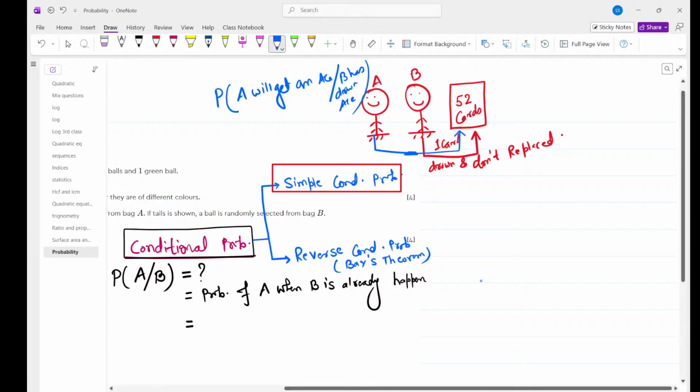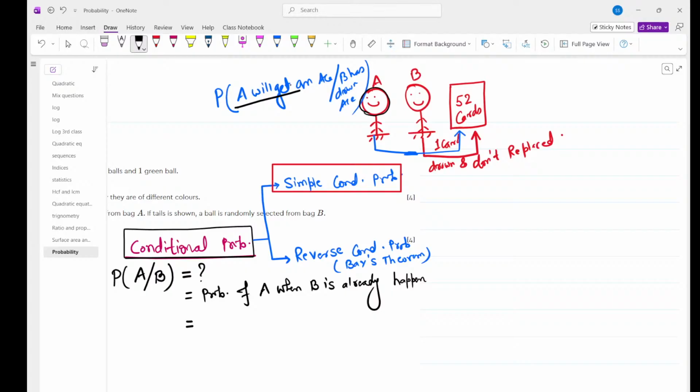Are you getting it? What is the main point here? We are going to find the probability of the final event. Which event is happening at the end? A is going to draw the card at the end, and we are finding the probability for A. So this is a simple conditional probability. All the previous events are given.